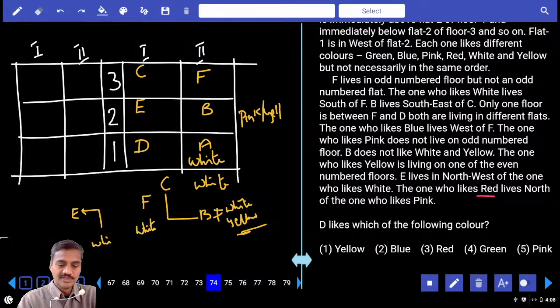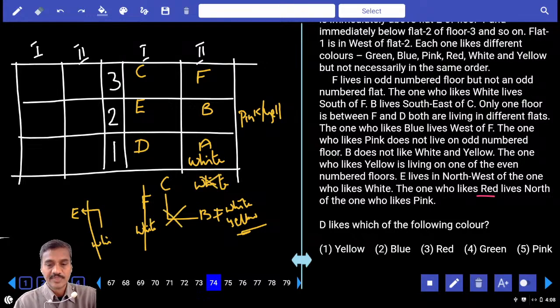And white is to the south of F, we have done this one, and E is northwest of white, that is also completed. And next one, C and B, this is also done, and pink and yellow. Now, the one who likes red lives north of the one who likes pink. Any other information that is left over here? Pink and yellow, F lives on an odd numbered floor, white lives south, B lives southeast of C, one in between F and D.